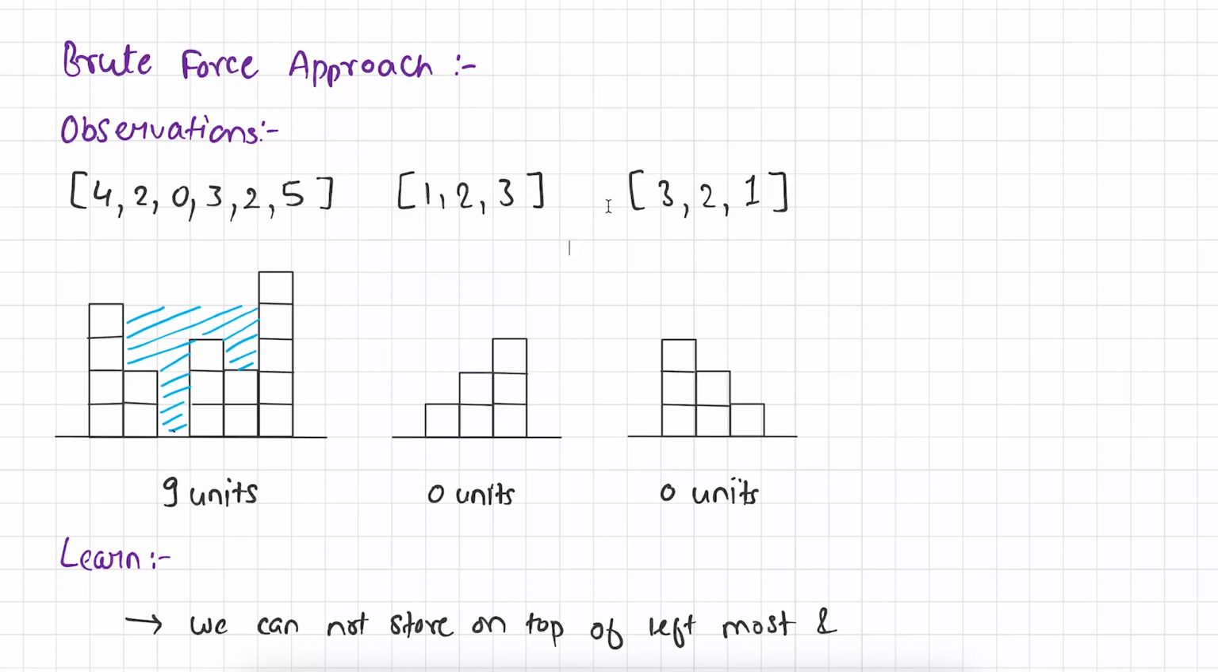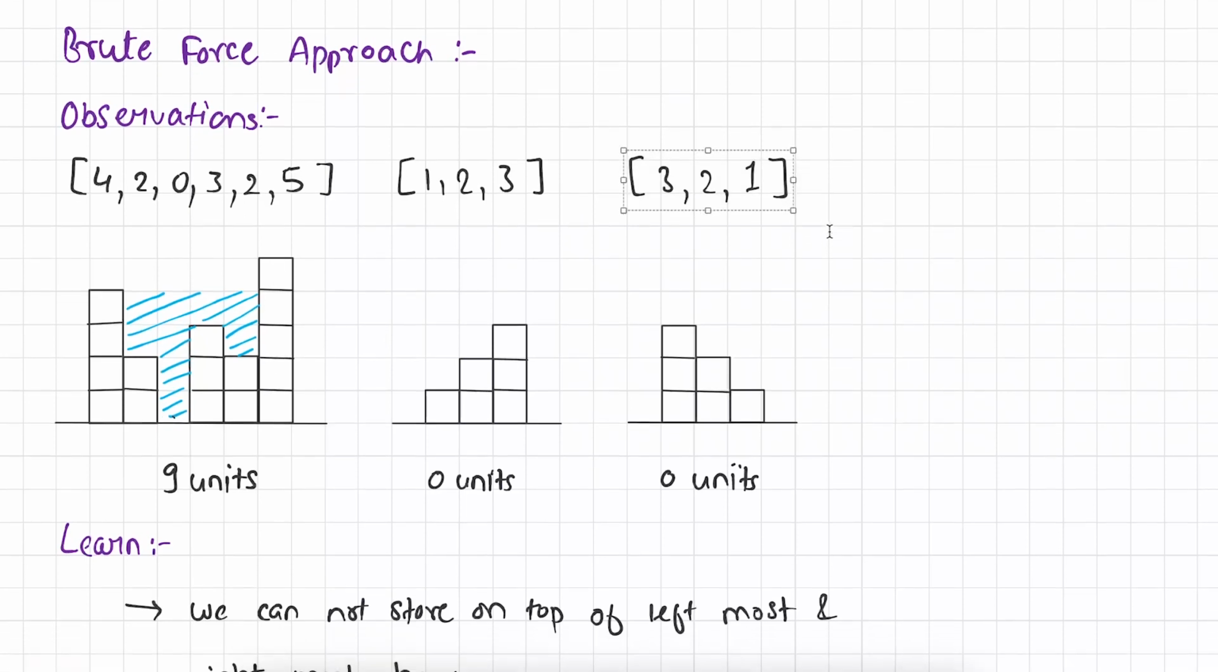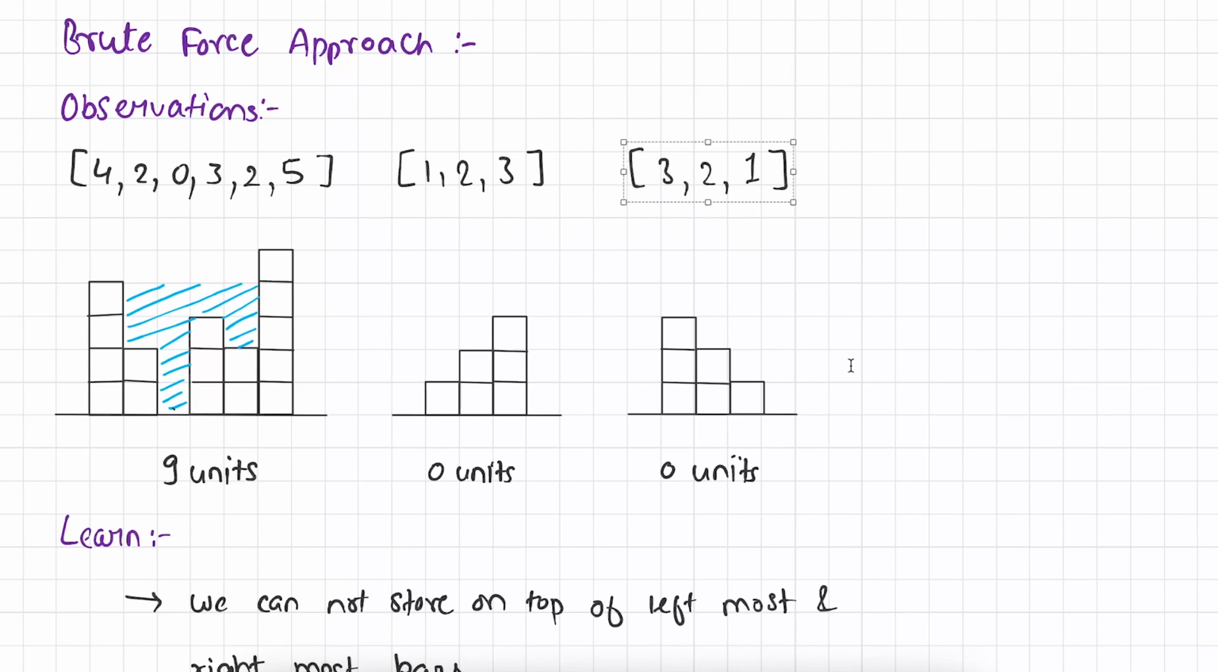Let's see the next example. What if we get an array like this, and in this array elements are arranged in decreasing order? So here also we cannot collect any water. The reason is the same: on the right side we do not have any bar that is higher than this bar. So it means we do not have any support on the right side to hold the water. That is why we cannot collect any unit of water with this arrangement.